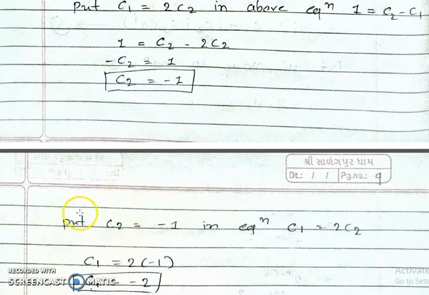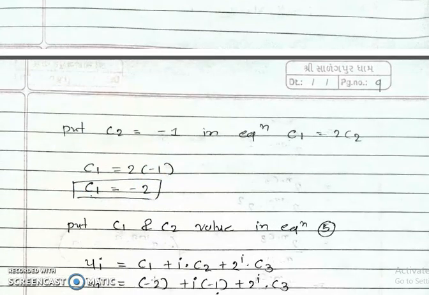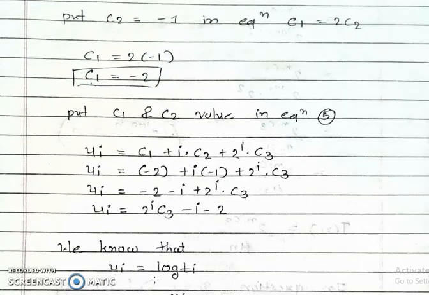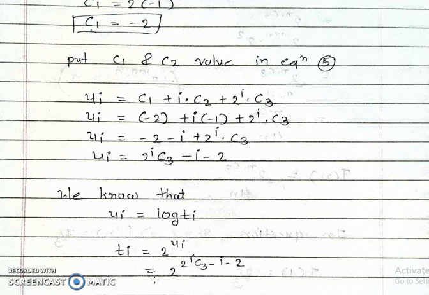Then put C2 is equal to minus 1 into the equation C1 is equal to 2C2. So we get the C1 value is equal to minus 2. Then put this C1 and C2 value into equation number 5. Our equation number 5 is u_i is equal to C1 plus i into C2 plus 2 raised to i into C3. So put C1 and C2 value.